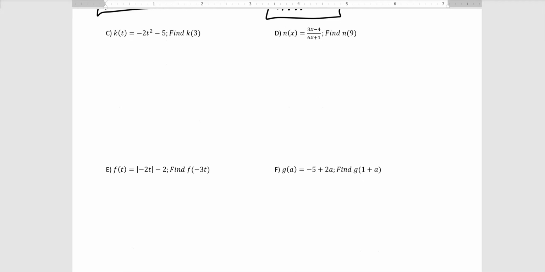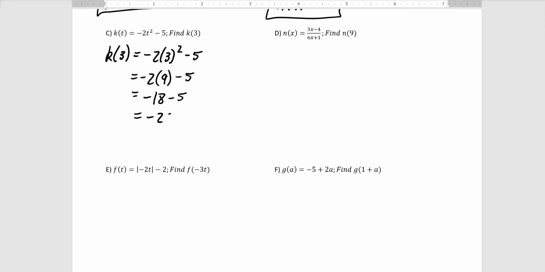k of t equals negative 2t squared minus 5. Find k of 3. So I'll say k of 3 equals negative 2 times 3 squared, and then we'll subtract 5 from that. All right, so order of operations tells me I need to do this exponent first. So 3 squared is 9, minus 5. Negative 2 times 9 is negative 18, minus 5, and negative 18 minus 5 is negative 23. So that is what k of 3 equals, negative 23. There we go. And let's try letter D here.